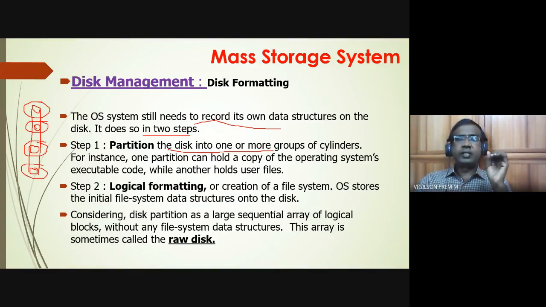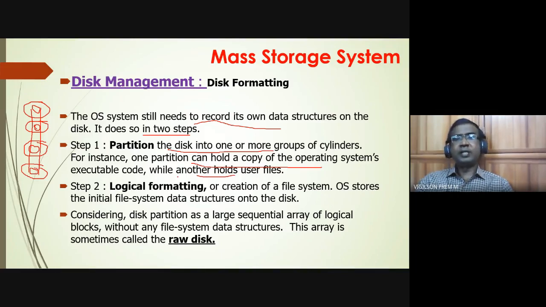If you consider only track number 5 of all the platters, that is referred to as a cylinder. So partition the disk into one or more groups of cylinders. First partition is track, second partition is sector, third partition is cylinder. For instance, one partition can hold a copy of the operating system's executable code while another holds user files.